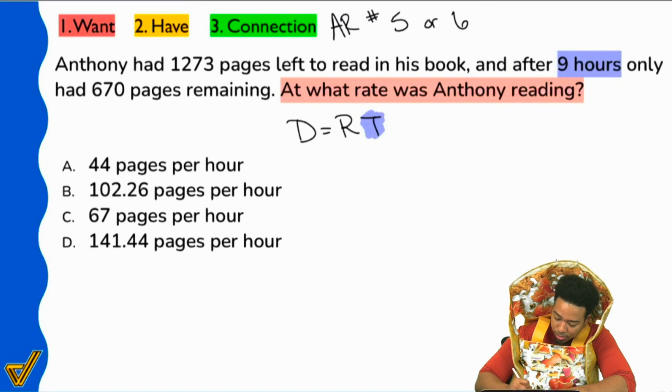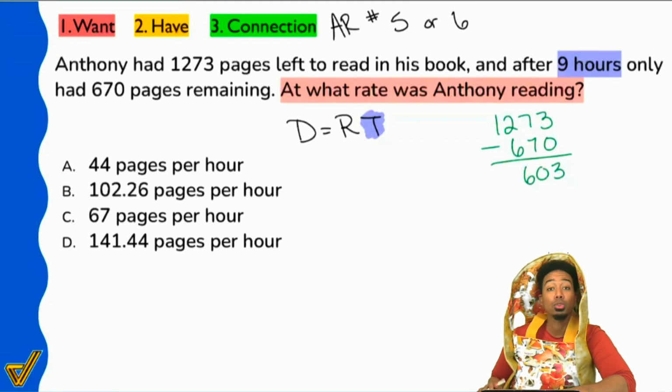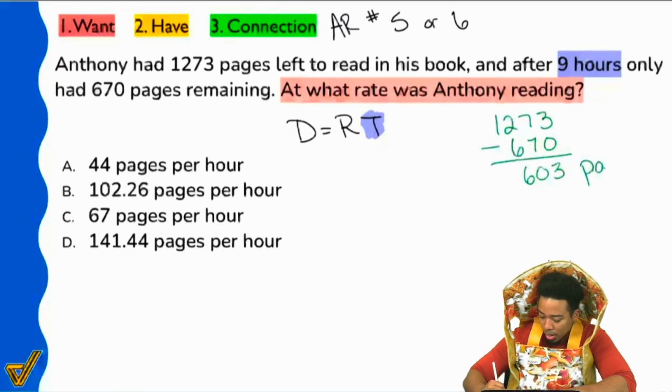If we subtract here, we will get 1,273 minus 670. So our difference here, or the number of pages that were read by Anthony, would end in a 3, then 0. Then we have 12 minus 6, which is 6. So 603 pages were read.